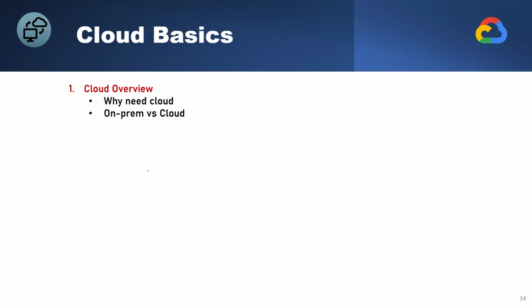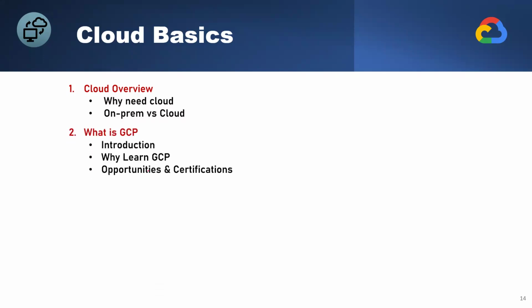Because you should know how people were working in on-premises earlier and how people are working in the cloud now. If you know the complexity of the challenges that people have faced, then you will appreciate the technology of the cloud. I am going to tell you why the cloud is needed, how people work there, and what the difference is between on-premises and cloud. And after that, what is GCP? Introduction, opportunities in GCP, and certifications.